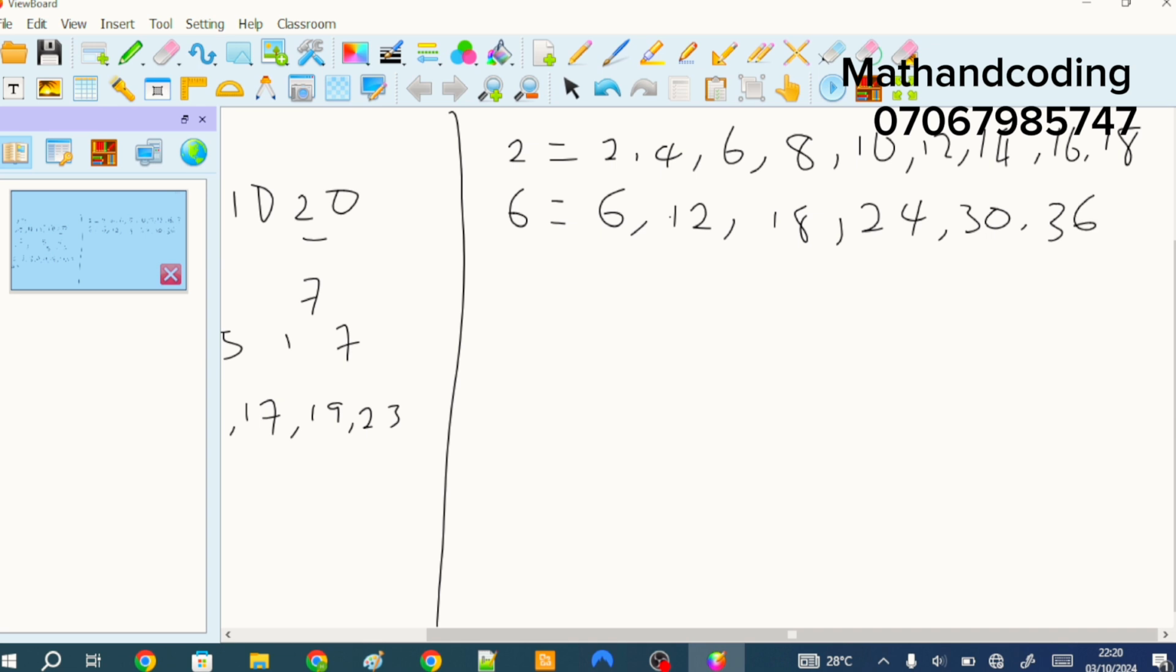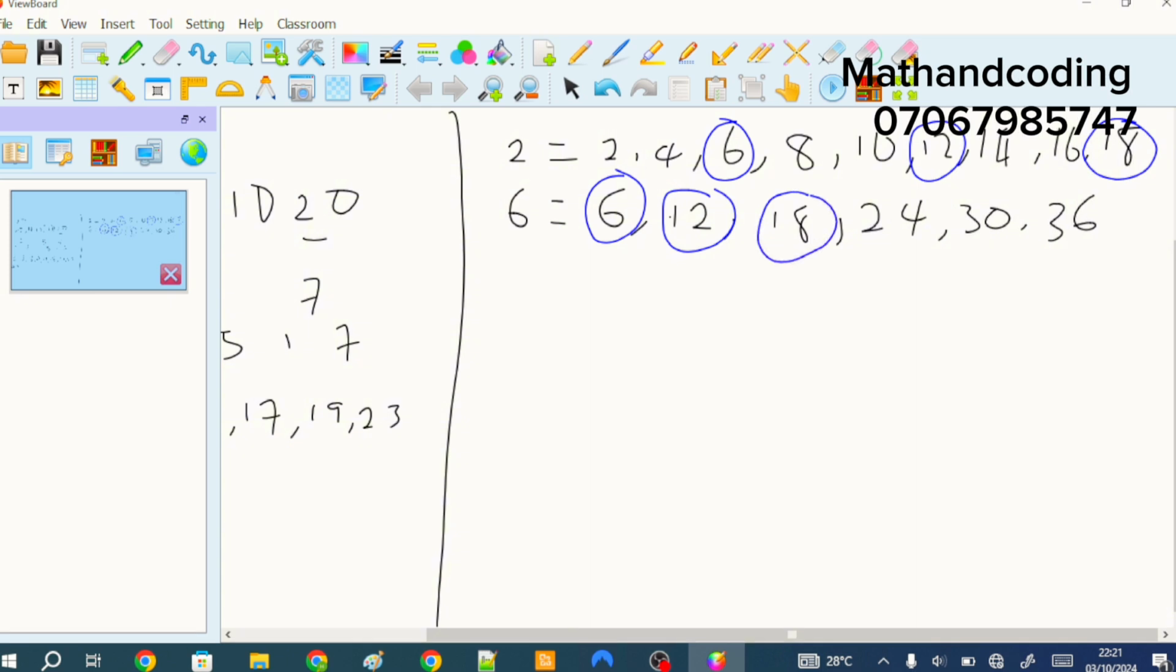So what do we observe here? There are some multiples that we find in 2 and we also find them in 6. Multiples like 6: we can see that 6 is found in the multiples of 2, and 6 is also found in the multiples of 6. We can see that 12 is found in the multiples of 2, and 12 is also there in the multiples of 6. We can see that 18 is found in the multiples of 2 and also found in the multiples of 6.